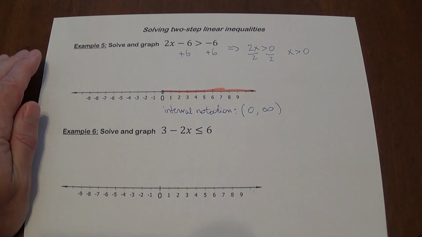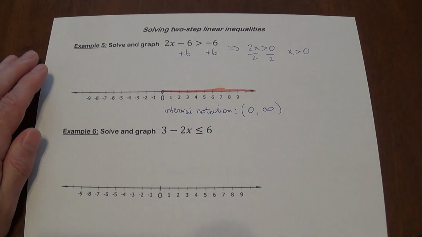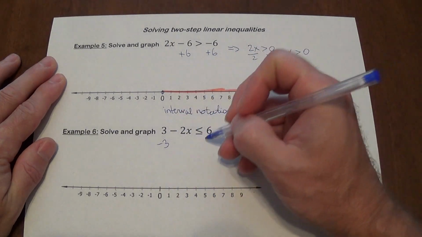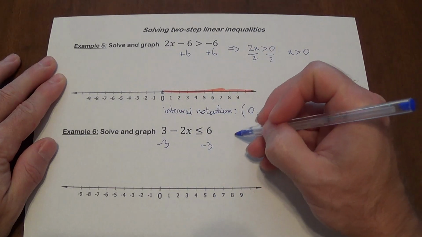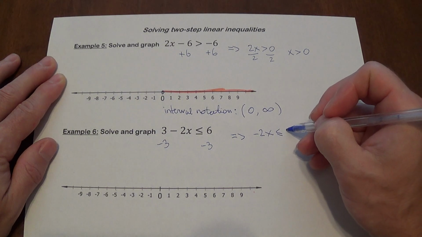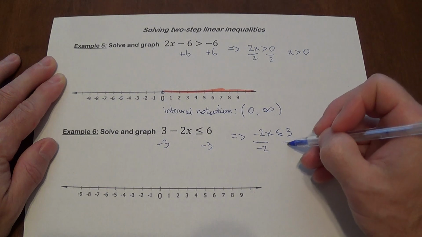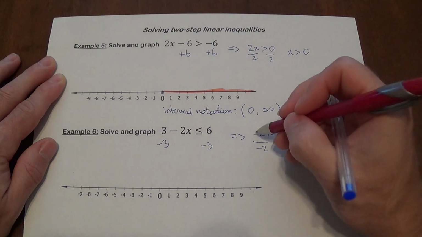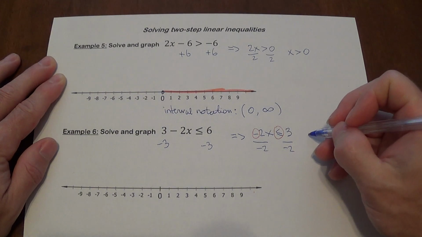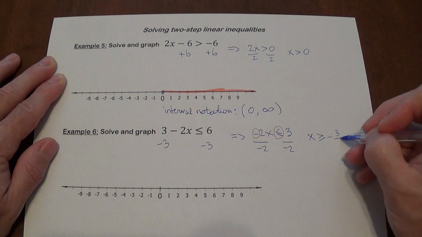I want to show you one more example of writing interval notation with one of the problems we already did. So let's do this one. We subtract 3. We're going to get negative 2x is less than or equal to 3. We are going to divide by negative 2, so we have to be very careful with dividing by a negative number. The sign's going to flip, so it's going to give you x is greater than or equal to negative 3/2.